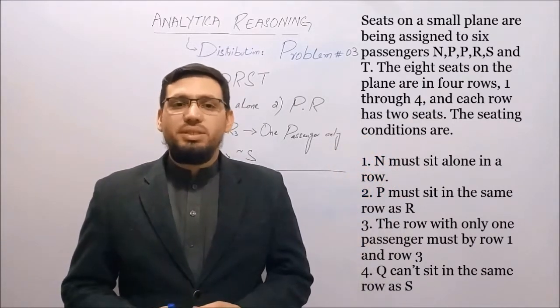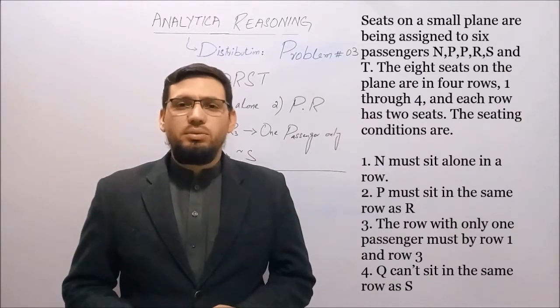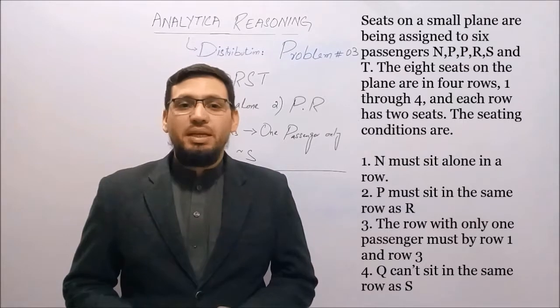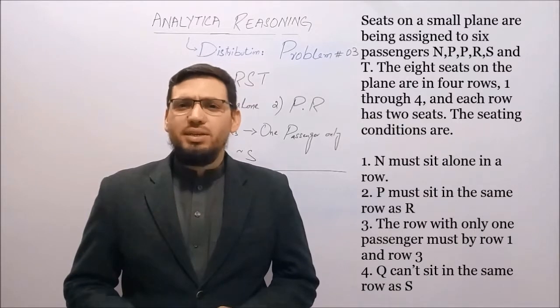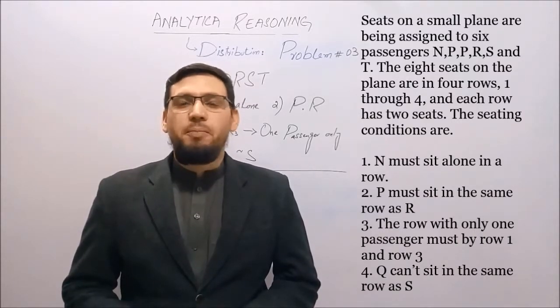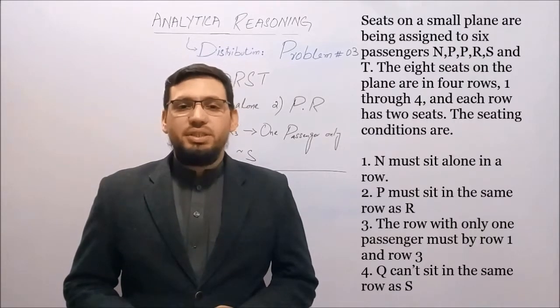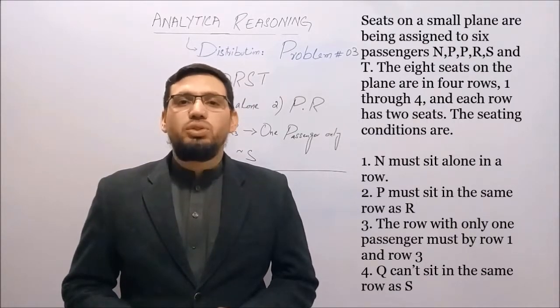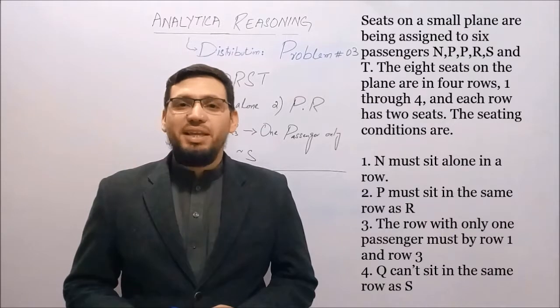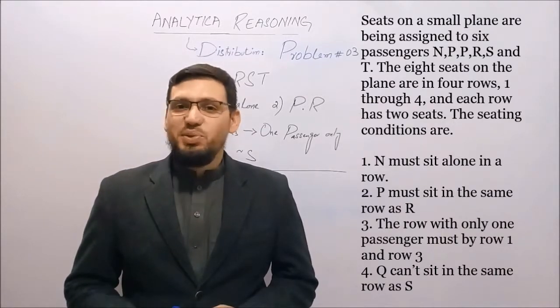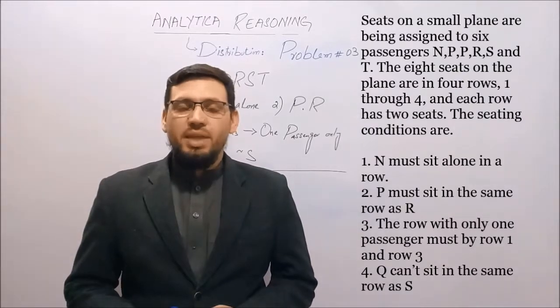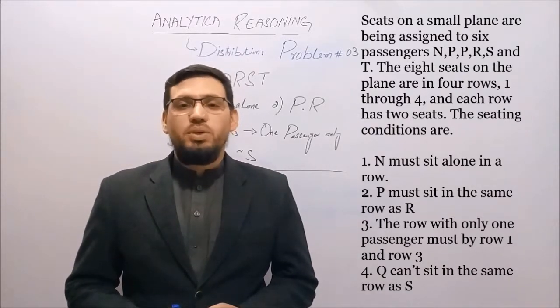According to these restrictions, N wants to sit alone, meaning he wants a VIP protocol. The second restriction is that P and R must be adjacent. They look like close friends who want to discuss something. The third restriction is that row 1 and row 3 will be the rows in which only one passenger will sit. And the last restriction is that Q must not sit adjacent to S. I think they are from different political parties, that's why they don't want to sit together. And there is only one passenger, T, who is neutral.